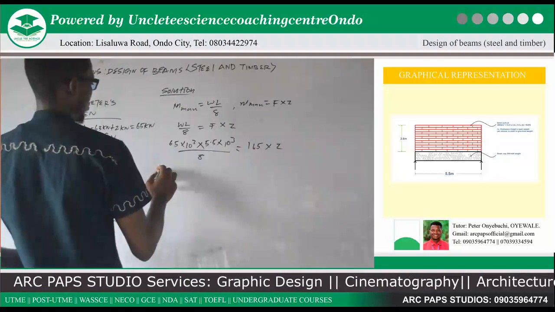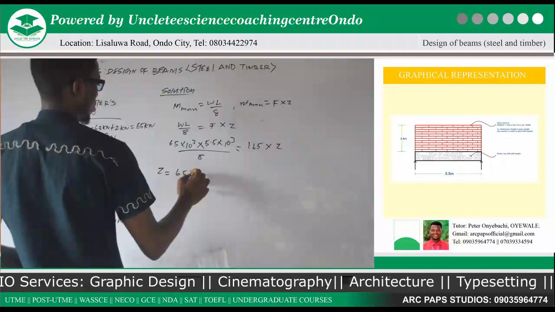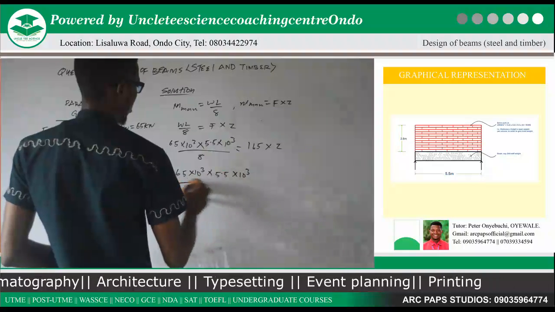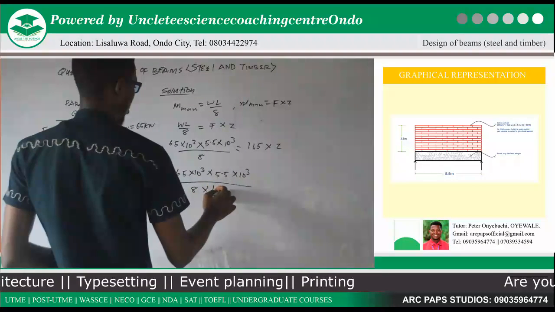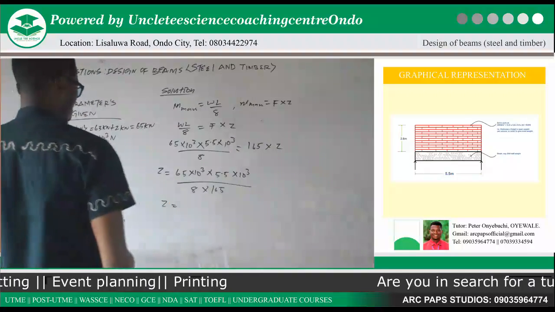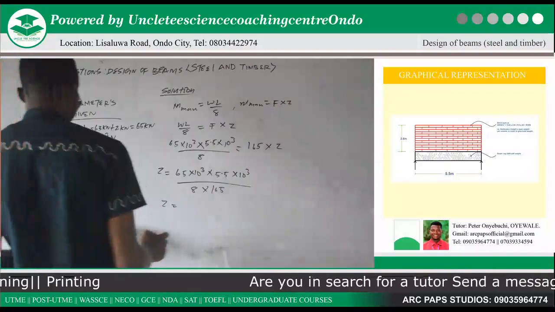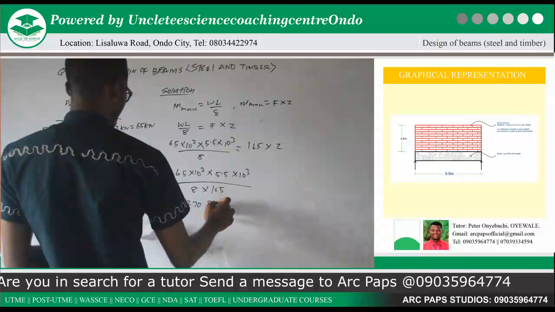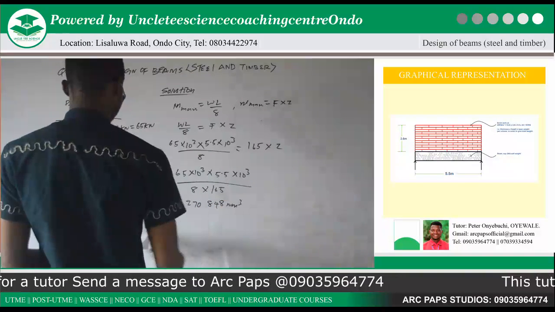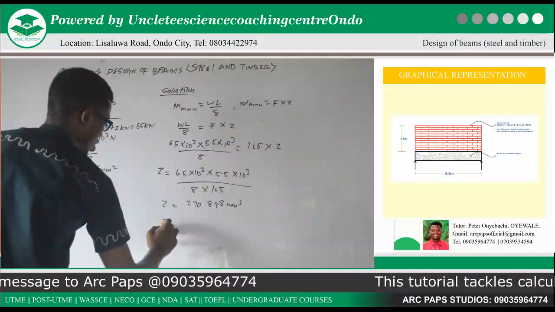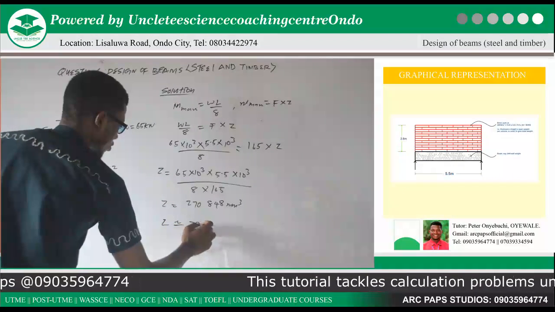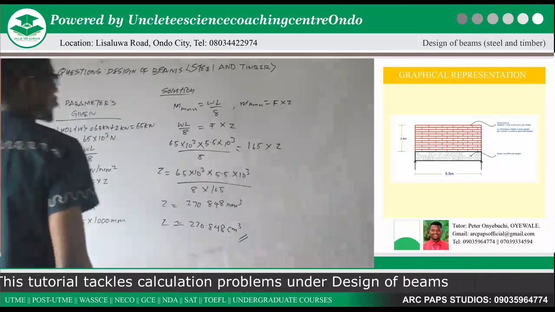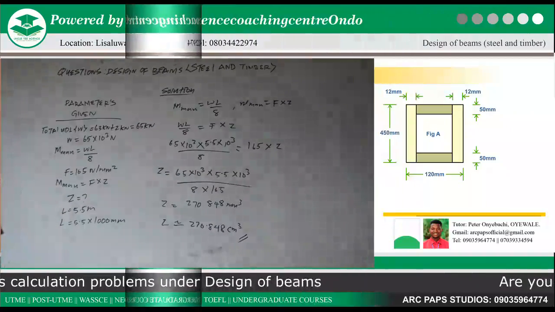So I'm going to make Z the subject of the formula. And when we make Z the subject of the formula, that will be 6.5 times 10 raised to the power 2 times 5.5 times 10 raised to the power 3 divided by 8 times 165. Now using your calculator, you get your Z to be equal to 27848 millimeter cube, which is approximately 27.848 centimeter cube.